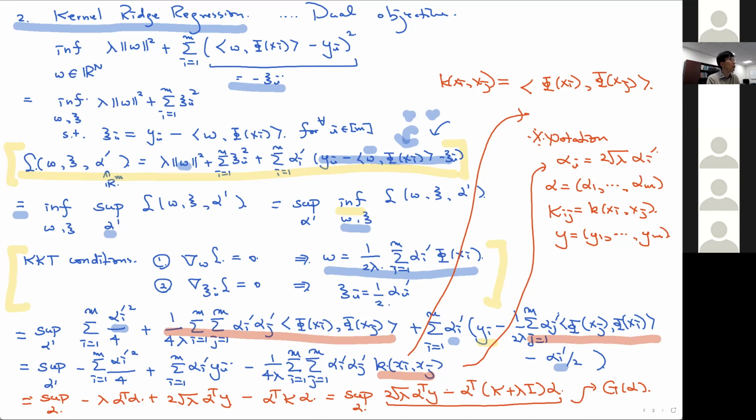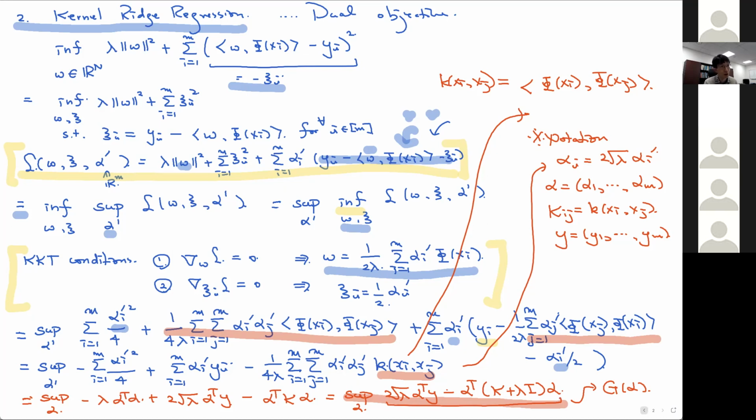So the dual version of kernel ridge regression really refers to this problem. This problem refers to the dual optimization objective of kernel ridge regression. And if you compare this with the primal version, it looks very, very similar.